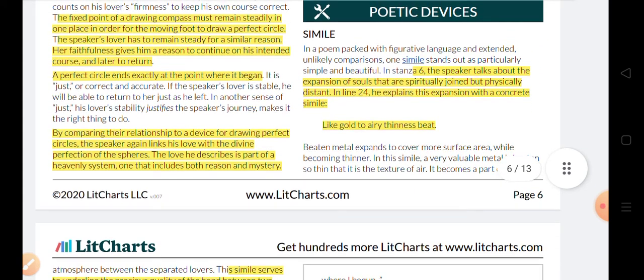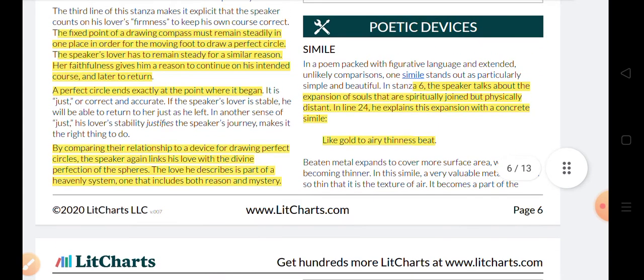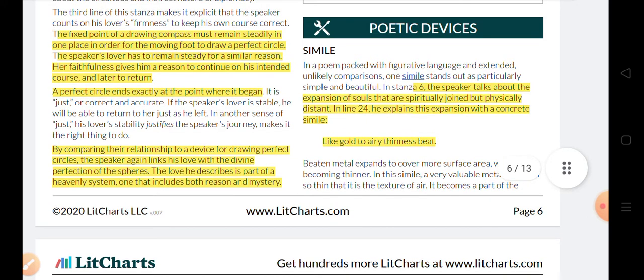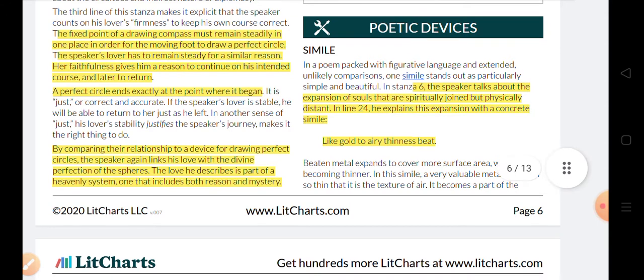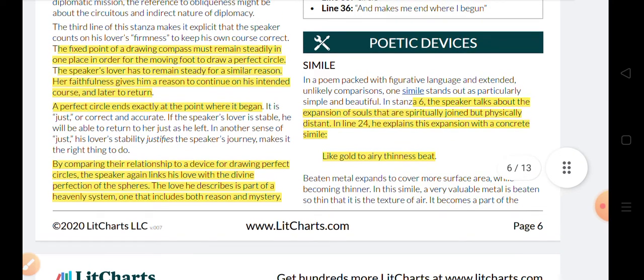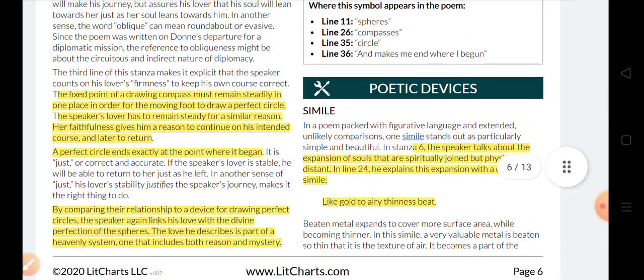By comparing their relationship to a device for drawing a perfect circle, the speaker again links his love with divine perfection of spheres, and the love he describes is part of a heavenly system, one that includes both vision and mystery.